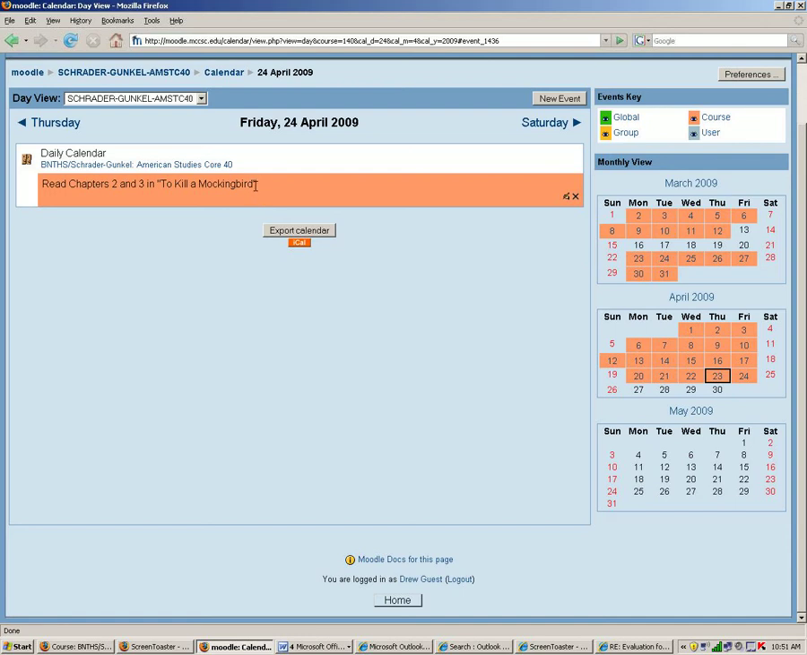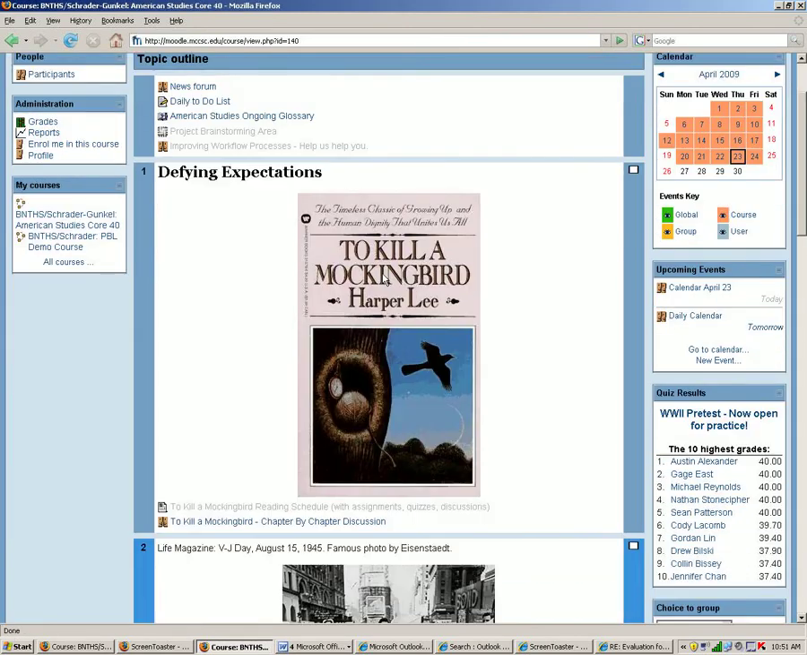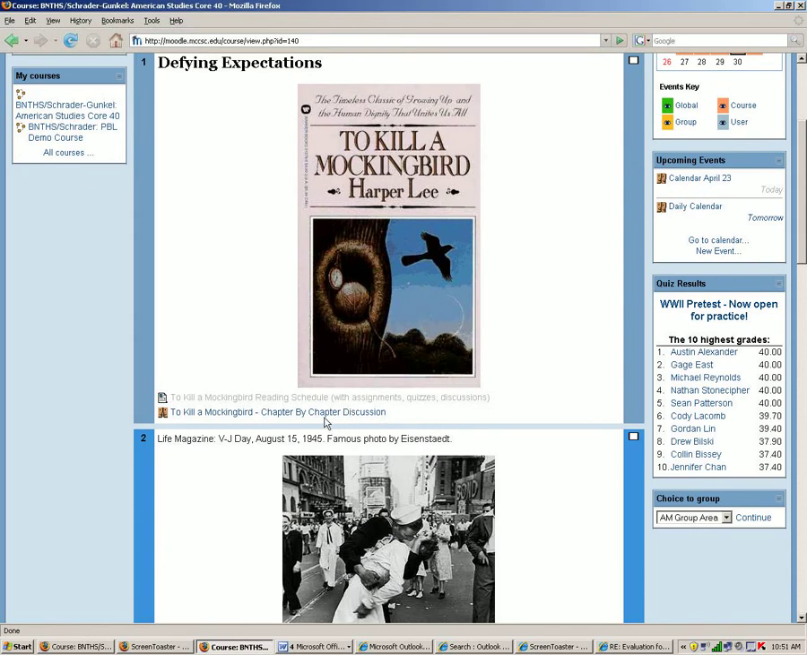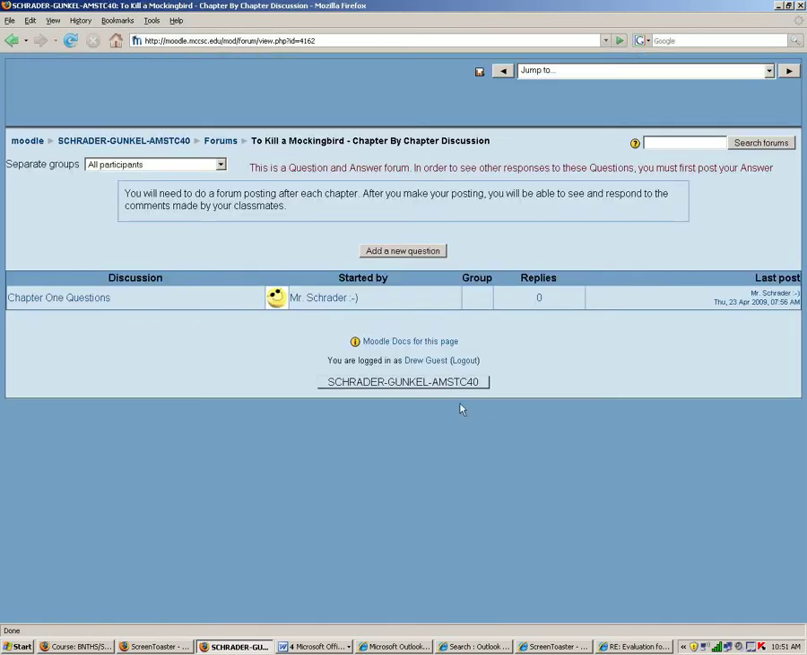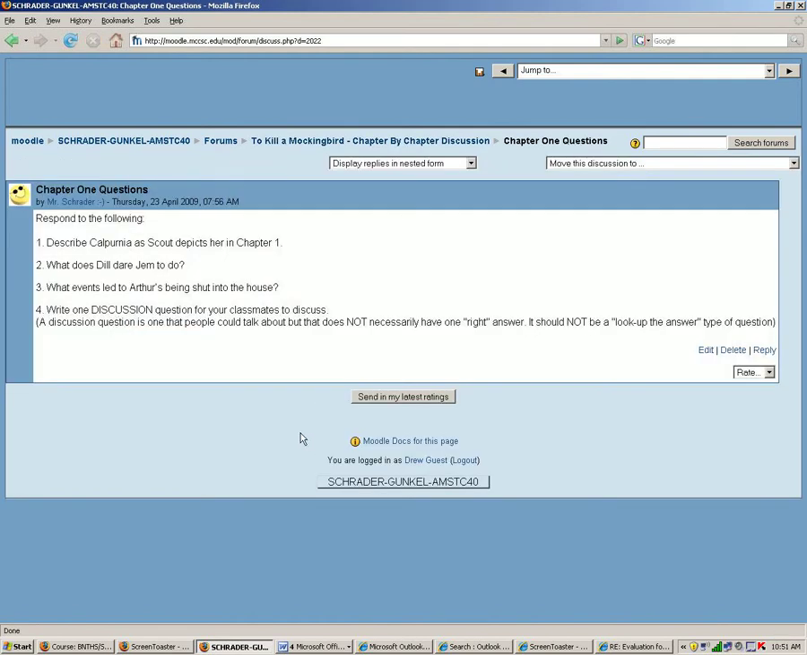If you want to go back to the main Moodle page, this top navigation bar is how you move around in Moodle. The best thing to do is always just go back to the main course page. The only other thing that you should take note of right now is that students will have some daily questions to answer in a Moodle forum. So this is the chapter by chapter discussion. And for each chapter, we'll be posting a few short questions just to make sure that they're understanding what they're reading and that we're all on the same page.